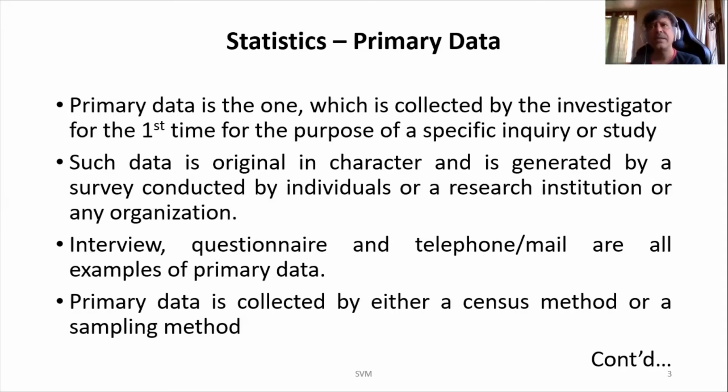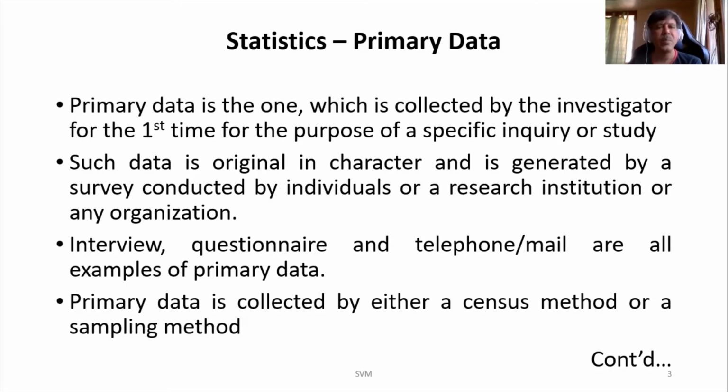So such data, since it is done for the first time and done by the investigator themselves, is original in character, and it can be generated by a survey conducted by individuals or any institution or any organization. So what are the different methods of collecting primary data? The interview method, questionnaire method, telephone or mails are all examples of primary data collection. It can be done by either the census method or the sampling method.